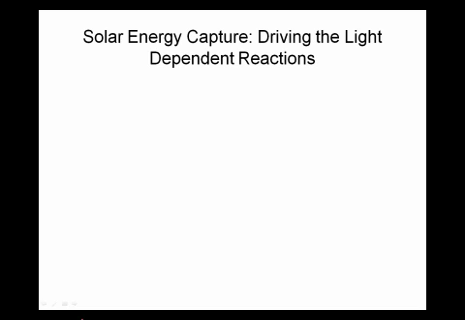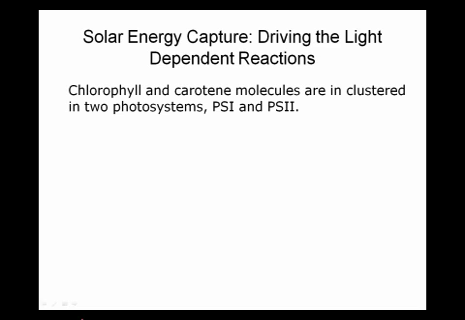Solar energy capture. How do we drive those light-dependent reactions? The chlorophyll and the carotenoid molecules are clustered in two photosystems embedded in the thylakoid membrane. These are called photosystem 1 and photosystem 2. They're actually named based on the order in which they were discovered. The first one that was discovered was called photosystem 1, and then later a second system, photosystem 2, was discovered. So they are named based on how they were discovered, not the order in which they work.